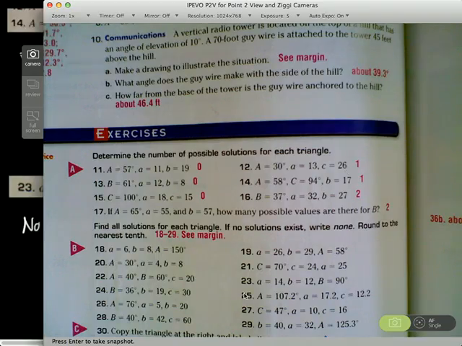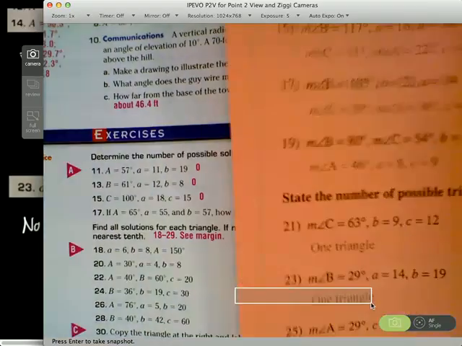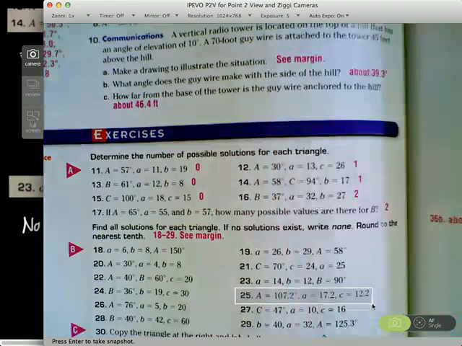Here, how about one more problem here for me? 25. Okay. Is 25 a one triangle situation? Yeah, it is. Perfect.